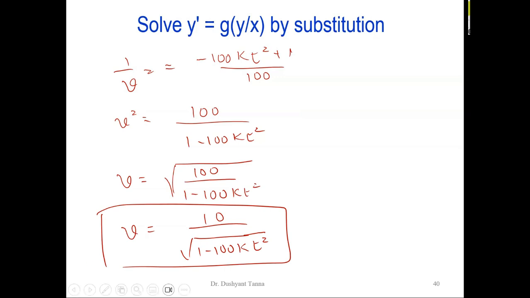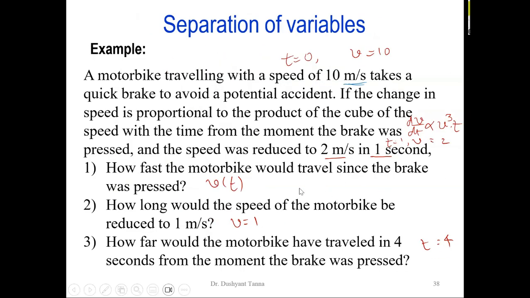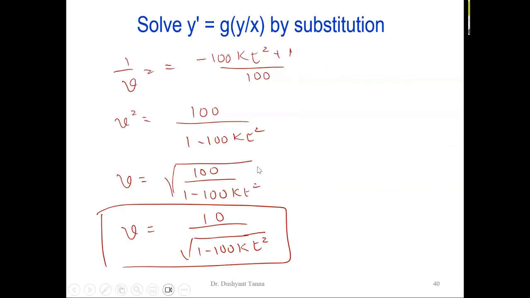Right, so that's your kind of particular solution, but not yet. k is still there. Now we use the other part, remember? So we use this one. Now we have this 2 in 1 second. So when t is 1, v is 2. We use that information. When t is 1, v is 2.